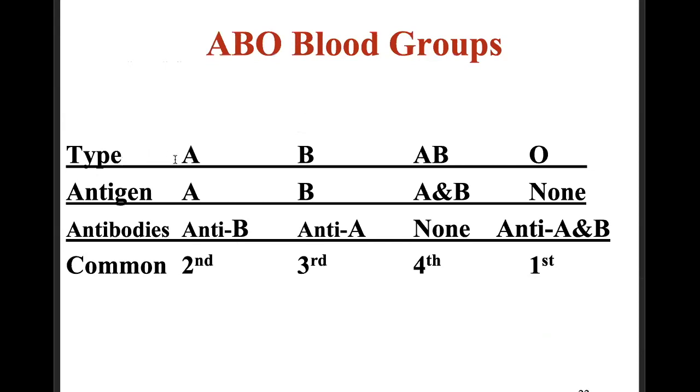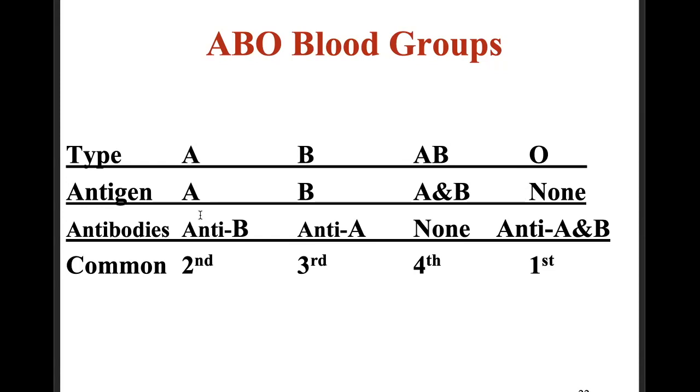So blood types are A, B, AB, and O. My blood type is this one, AB. Its antigens are A and B. Blood type A has antigen A, and B has antigen B. And then your blood type O doesn't have antigen.